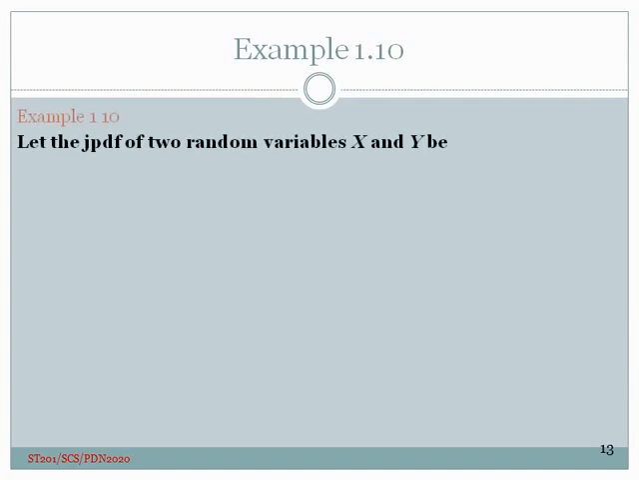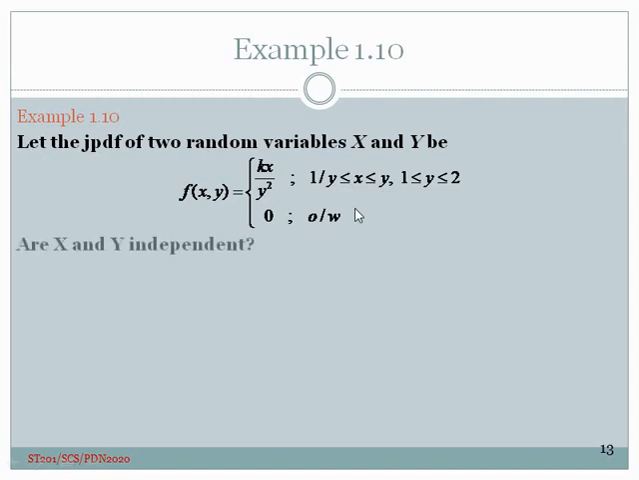Look at this example. Suppose you have the following joint PDF. Be careful that the support of x is from 1 over y to y and the support of y is from 1 to 2. Therefore, the support of x depends on the random variable y. Are x and y independent?